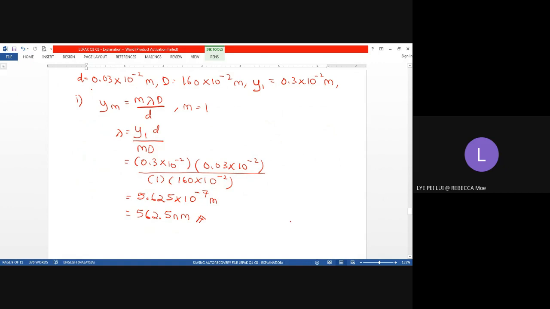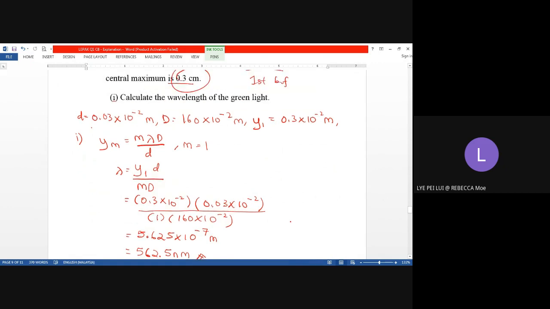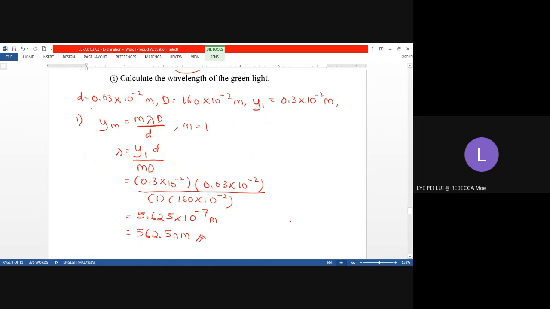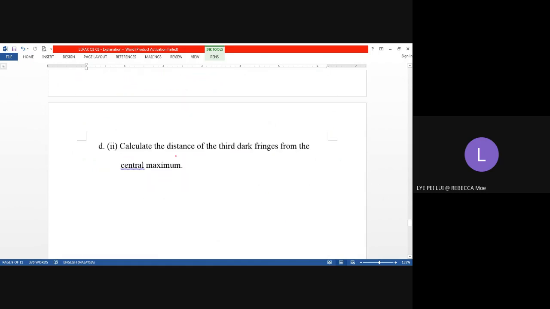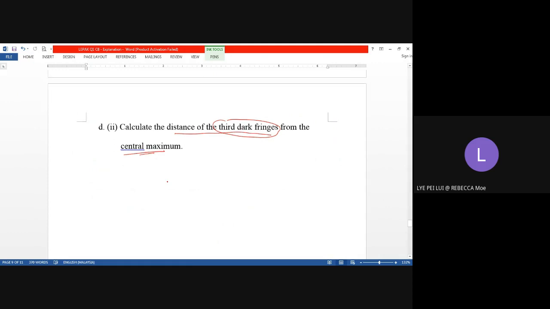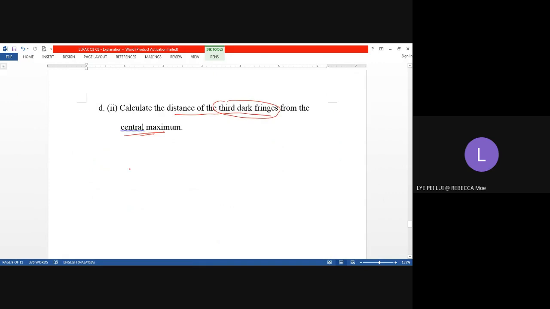This one is D1. So we move on to D2: calculate the distance of the third dark fringe from the central max. We know that the double slit is in phase case, so for the dark fringe we have to put m equals 2 or m equals 3. Before that, maybe we can explain a little bit using a diagram.